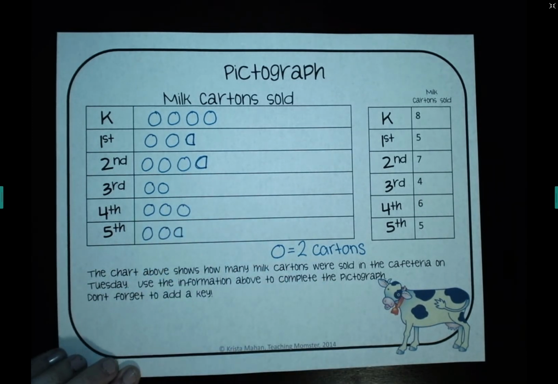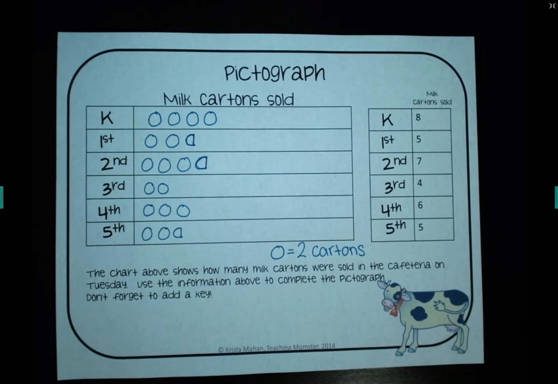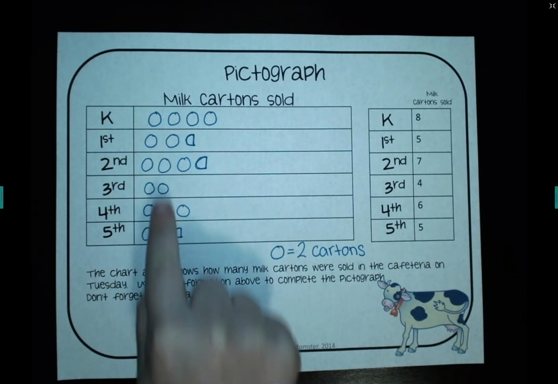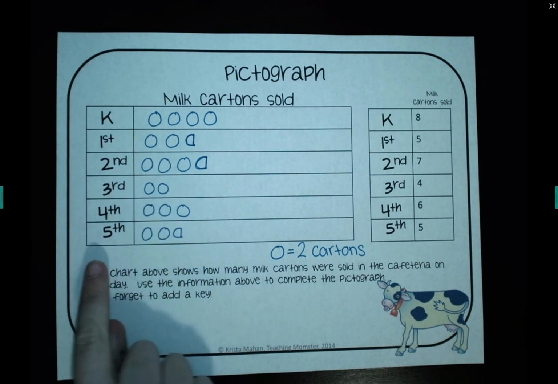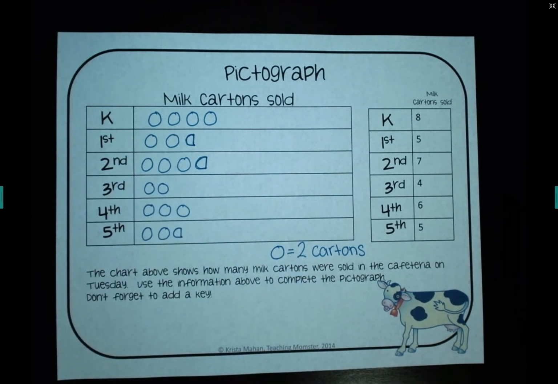2, 4, 5. Now, again, you can come up with questions to go with this. How many milk cartons did they sell all together? How many more milk cartons did 4th grade buy than 3rd grade? How many milk cartons did 1st and 2nd grade buy? There's lots and lots of questions that you can come up with. They are endless for graphs, bar graphs, and pictographs. So, I hope that this was helpful. This is a pictograph. Remember, you have one symbol for all of your different categories, and your symbol has a key to go along with it.